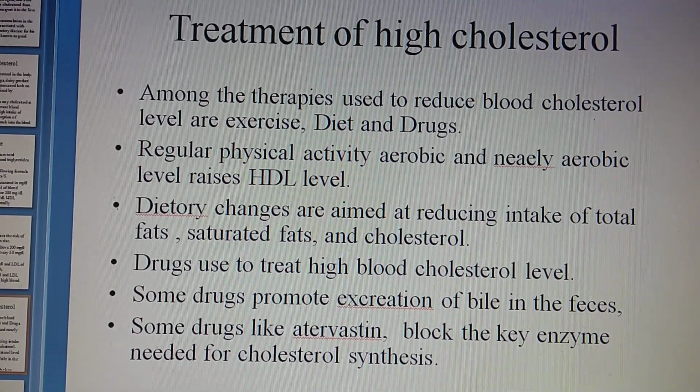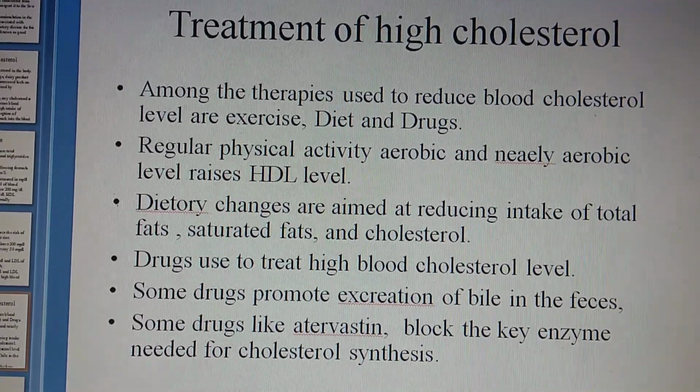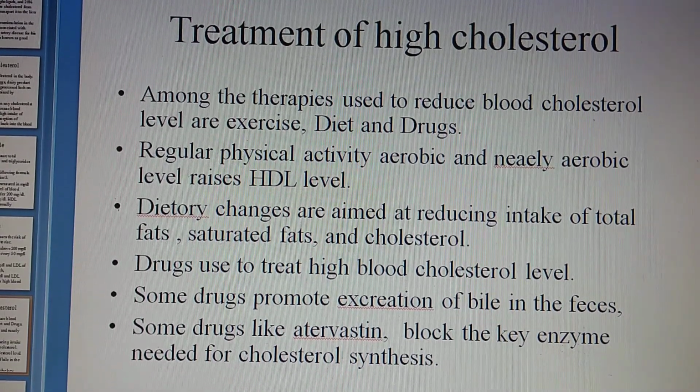You should remember all types of cholesterol as per the syllabus. Then we have also seen the sources of cholesterol and how high blood cholesterol level is treated.